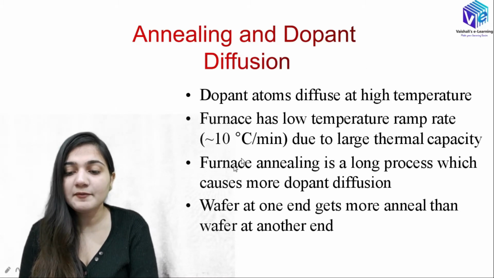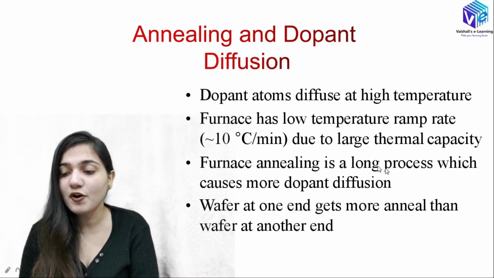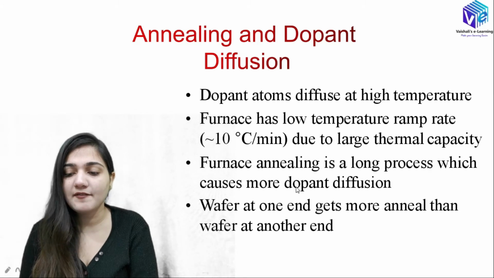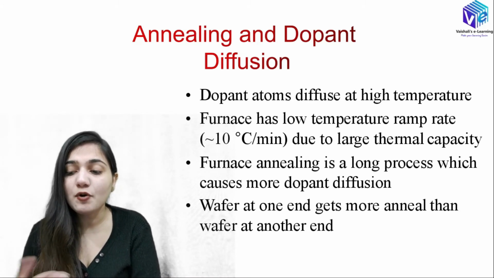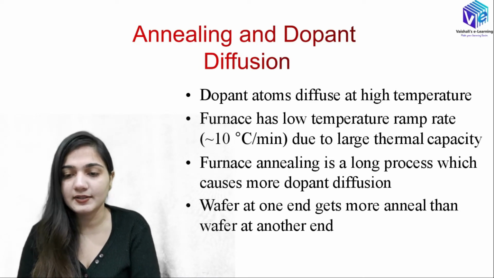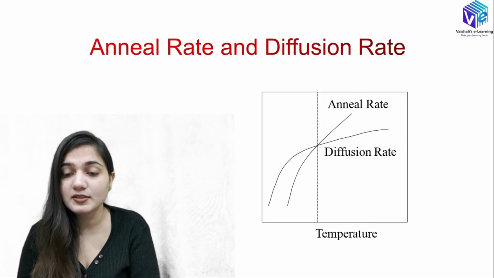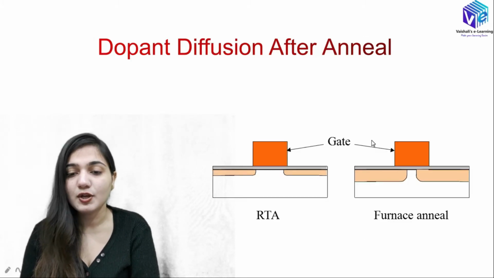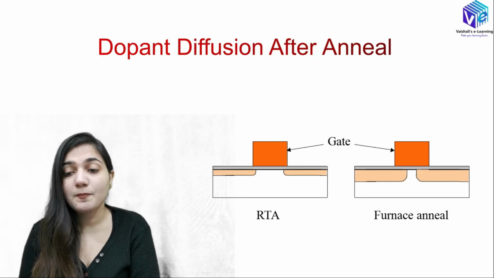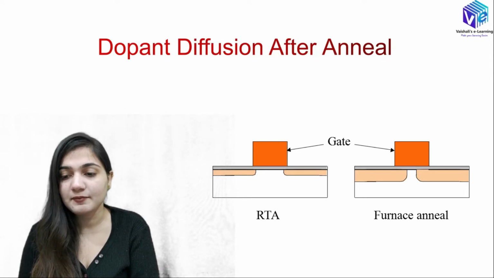So if the annealing process is done for a long time, I will have more dopant diffusion. A wafer at one end will get more annealing than a wafer at another end. So all of these things we need to control. You can see that with the increase in temperature, we have a higher annealing rate than diffusion rate, as I have already told you. So you can see the dopant diffusion after the annealing process.